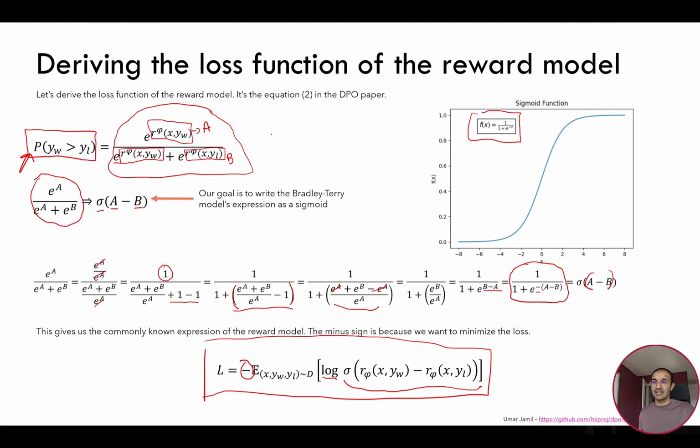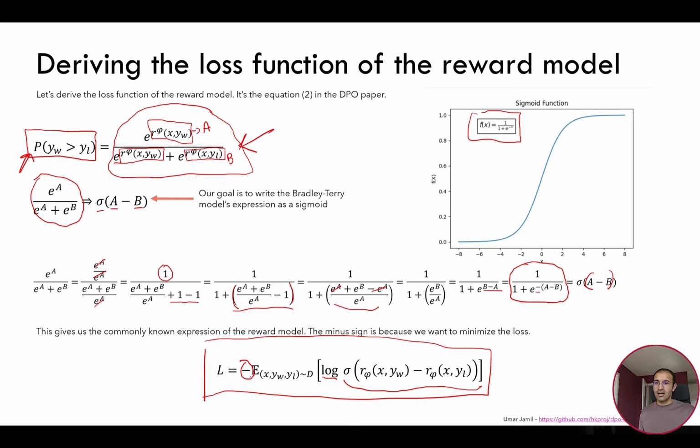Because if you look at this expression here, as you can see, the probability is maximized when in the numerator we have the reward assigned to the winning answer. So the reward assigned to the winning answer is higher than the one assigned to the losing answer.